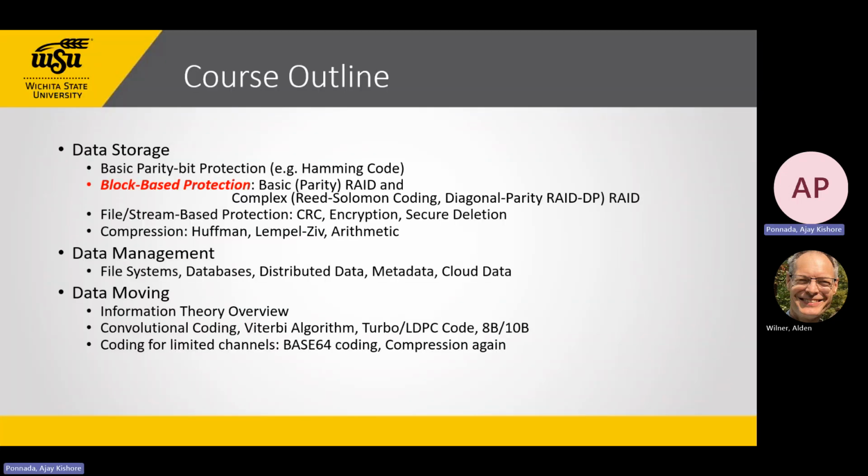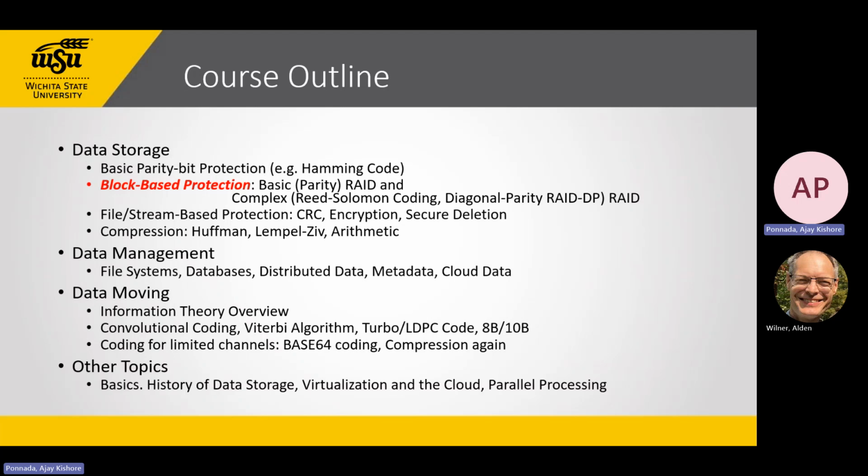So this is the course outline. So we are at Galois field. So we are into complex Reed-Solomon coding and diagonal parity. So we are at block-based protection. We have finished our basic RAID RDP, RAID DP, Hamming code, basic bit protection, and we are at the second point, which says block-based protection. Okay.